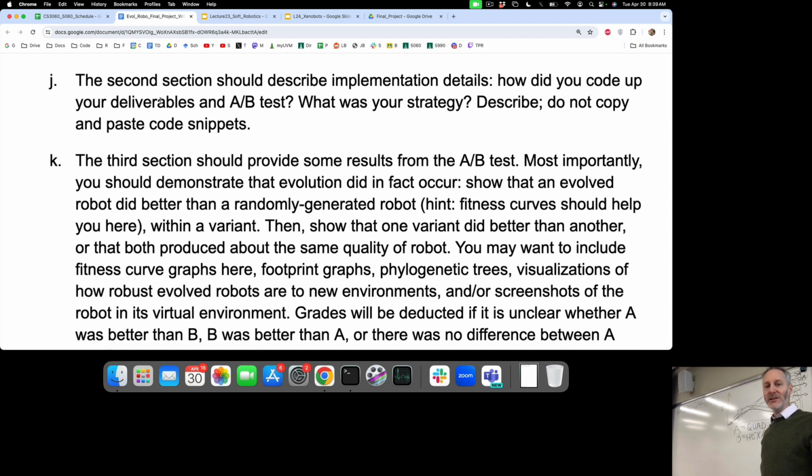Okay. Second section, or second page, should describe implementation details. How did you code up your deliverables and your A to B test? What was your strategy? Please describe here in words. Do not copy and paste code snippets.